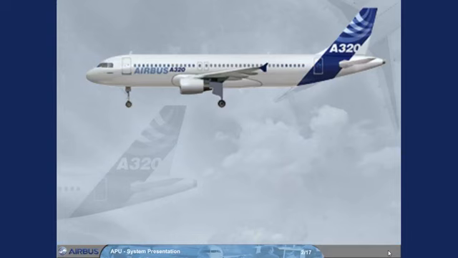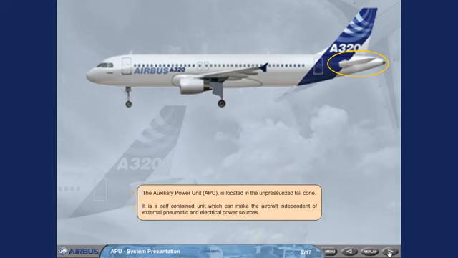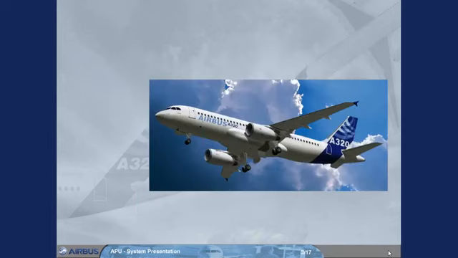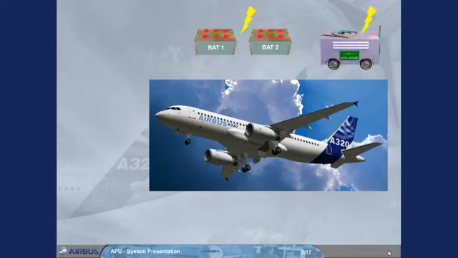The auxiliary power unit, APU, is located in the unpressurized tail cone. It is a self-contained unit which can make the aircraft independent of external pneumatic and electrical power sources. The APU may be started using electrical power supplied by only the aircraft batteries or only the external power source or the engine generator source.